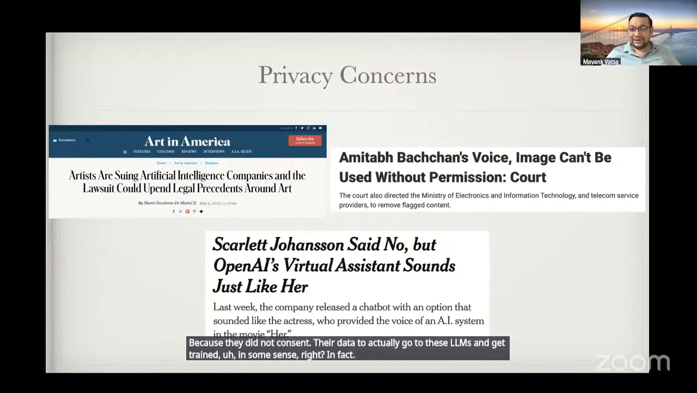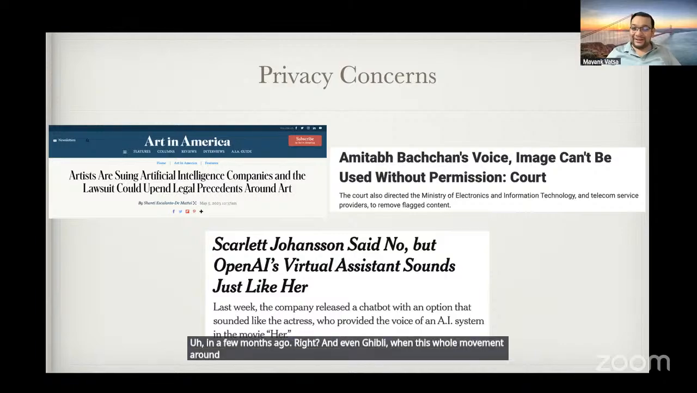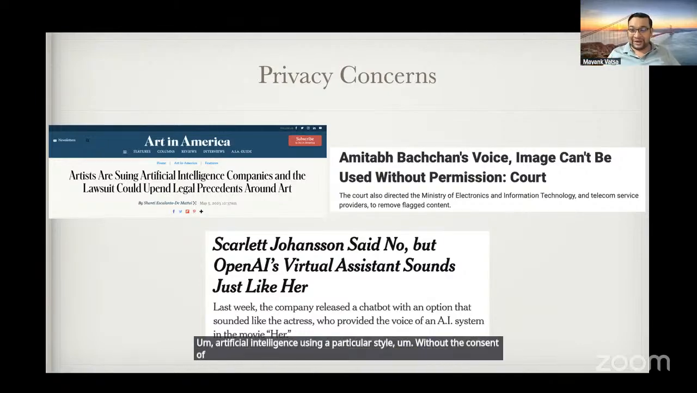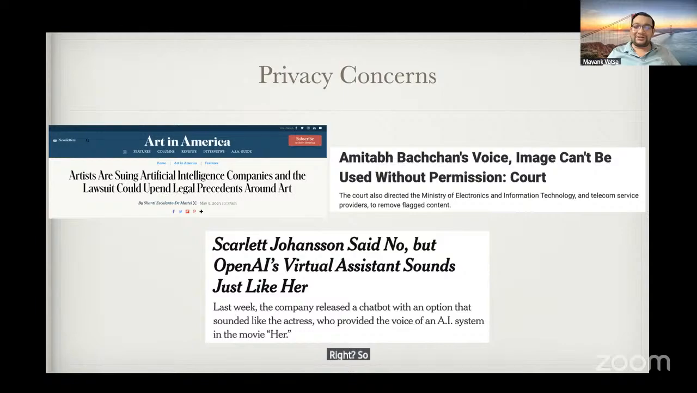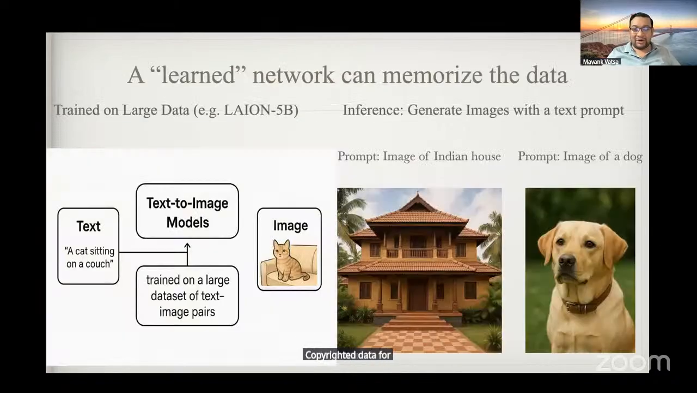In fact, OpenAI's recent news around using Scarlett Johansson's voice in their audio bot was also a point of concern a few months ago, right? And even with Ghibli, when this whole movement around generating Ghibli images started, a lot of concern was raised with respect to artificial intelligence using a particular style without the consent of the artist, right? So there are many privacy concerns that have been raised with respect to the usage of data, or copyrighted data, for training the models.